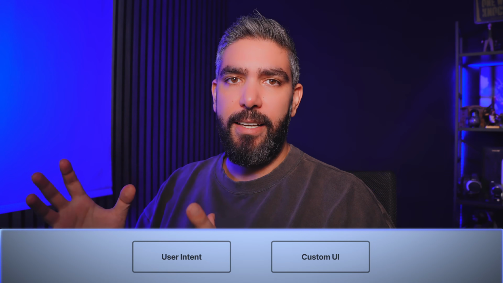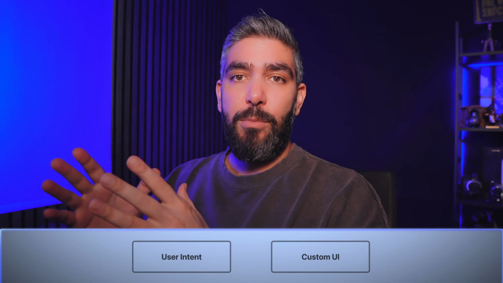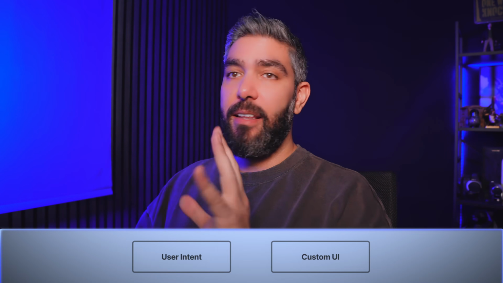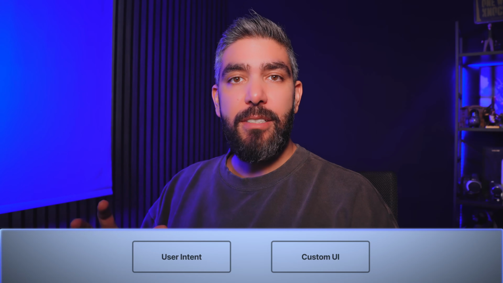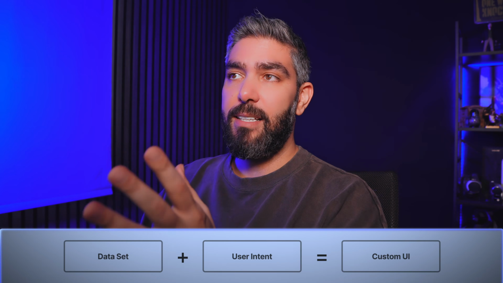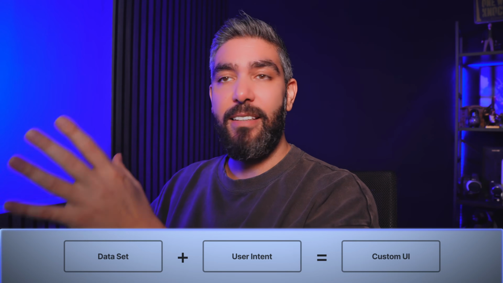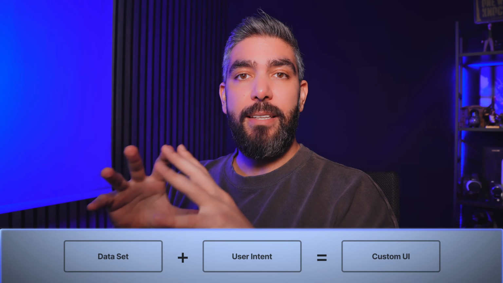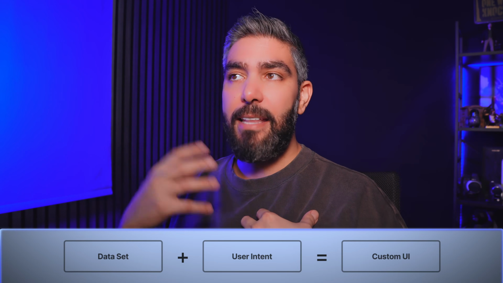But it's not all AI. We're gonna connect these AI modules to our own dataset. That way we control the exact parameters that the AI will work with. So the equation will look like this. A dataset plus user intent will result in a custom UI. That means AI will take into consideration my data and the user's data.